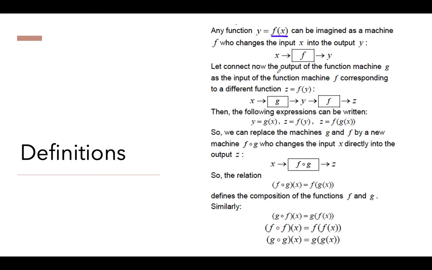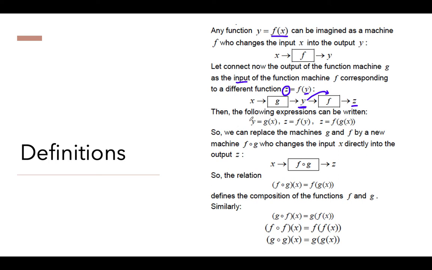Now let's connect the output of the function machine g as the input of the function machine f, corresponding to a different function. The input is going to go into a different function g, and then you get an output y. Whatever output you get, you put back in as the input of function f, and you get the final output z. So z is the outcome when you input y into function f.